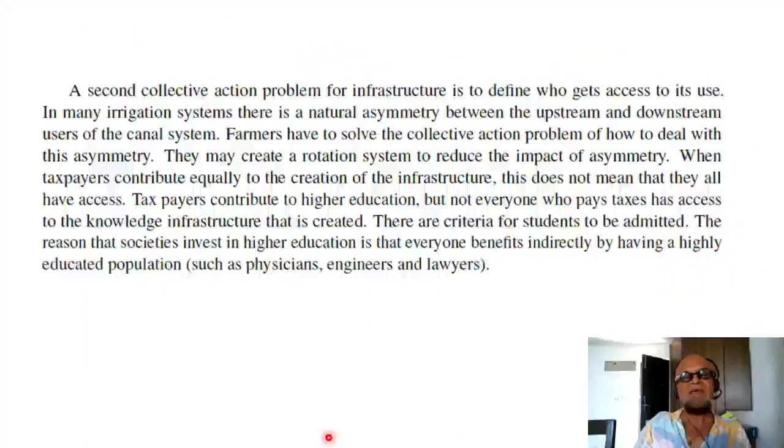The second collective action problem for infrastructure is to define who gets access to its use. In many irrigation systems, for example, there is a natural asymmetry between the upstream and downstream users of the canal system that we talked about. If the rules are that upstream people can use all the water they want, then the downstream people can get the pollution and less water. Farmers have to solve the collective action problem of how to deal with this asymmetry. They may create a rotation system to reduce the impact of asymmetry, so that there are sharing agreements on equal access for the upstream and downstream users.